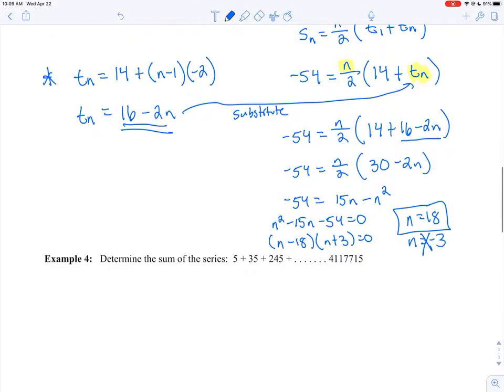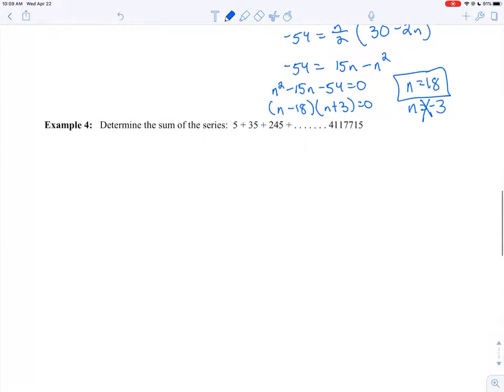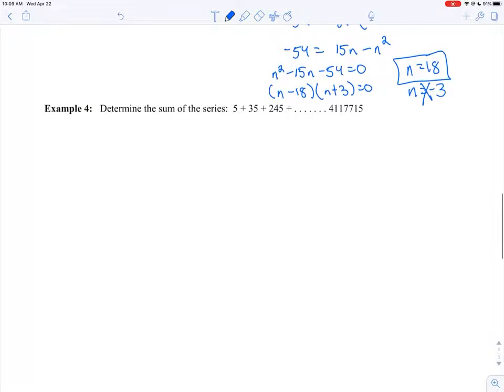All right, let's take a look at one more here. Maybe try this one on your own if you're feeling confident. This is the last of the practice problems before we get into sigma notation. So if you want, maybe pause the video and give this one a shot. If not, I'm going to continue forward with it just so that you can check your work.